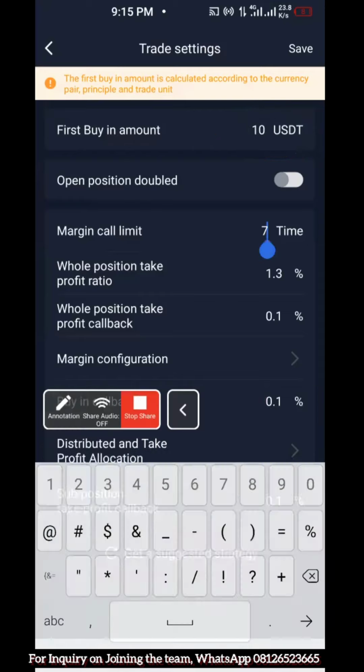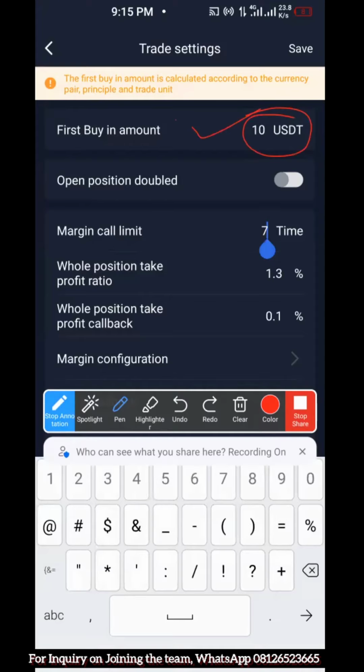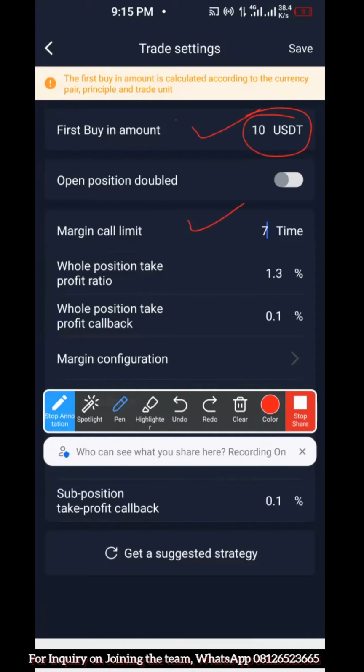Now, the margin call limit is just telling you how many times you want your robot to buy for you in the course of the whole trade. So while trading a particular coin, every time it collects 1.1% successfully, that is the end of that trade. But till it collects that 1.1%, it will hold on to that trade till it sees that 1.1%.